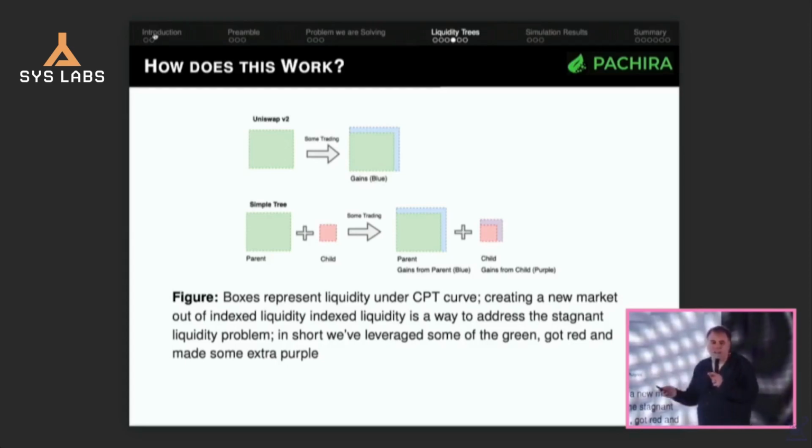So what we've in fact done is increase the market efficiency via another route using liquidity trees. In short, we've leveraged some of the green, got red, and made some extra purple, if we reference this simple diagram here.